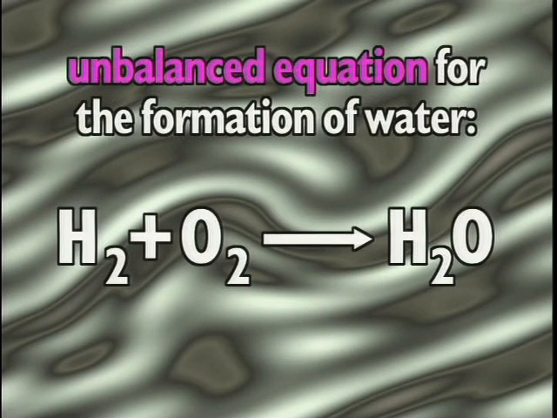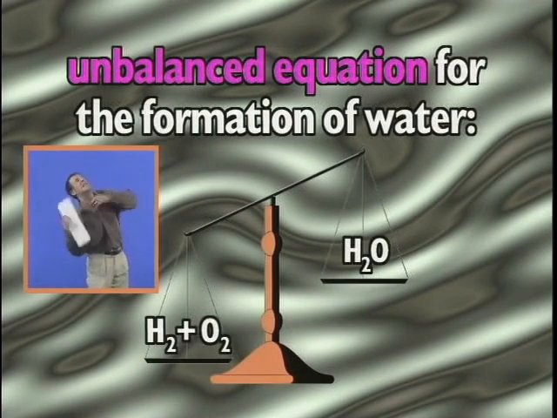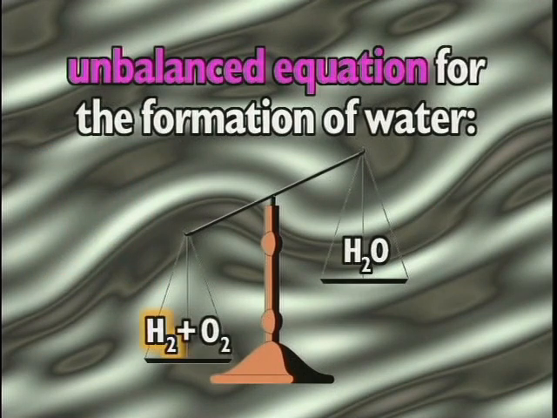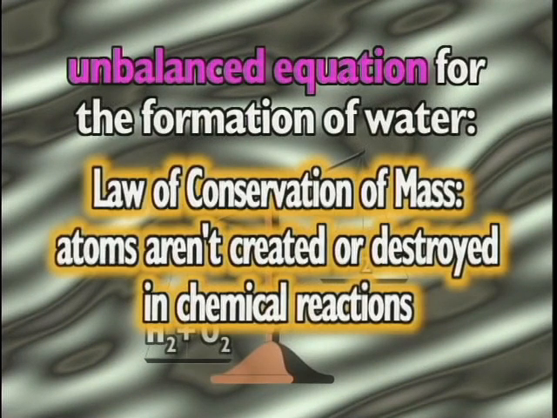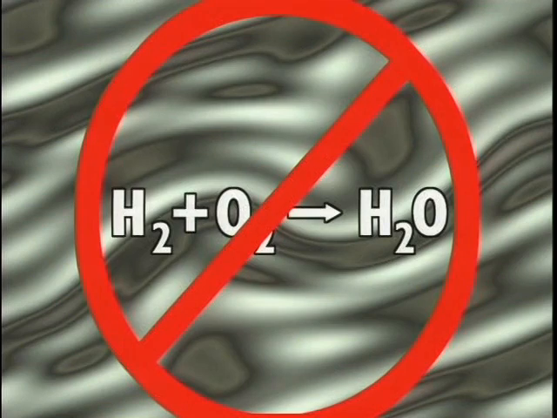The unbalanced equation representing the formation of water is H2 plus O2 yields H2O. This equation is unbalanced because there are 2 hydrogen atoms and 2 oxygen atoms on the left side, but there are 2 hydrogen atoms and only 1 oxygen atom on the right side. One of the oxygen atoms on the right is gone. The law of conservation of mass says that atoms aren't created or destroyed in chemical reactions, so this equation violates the law.